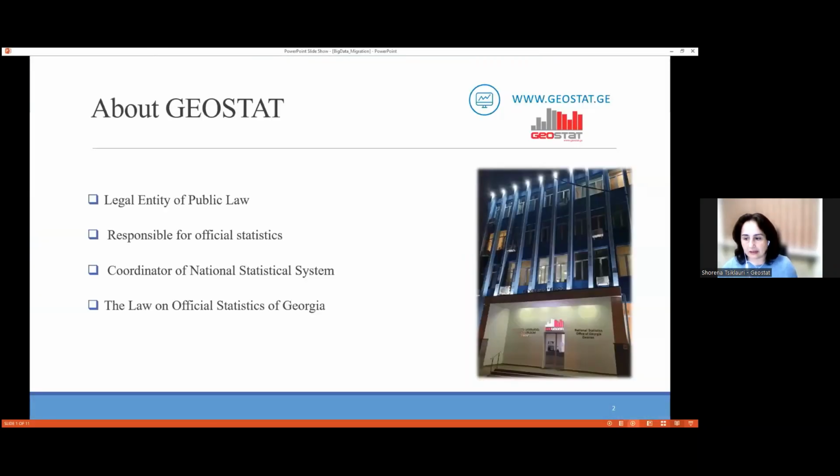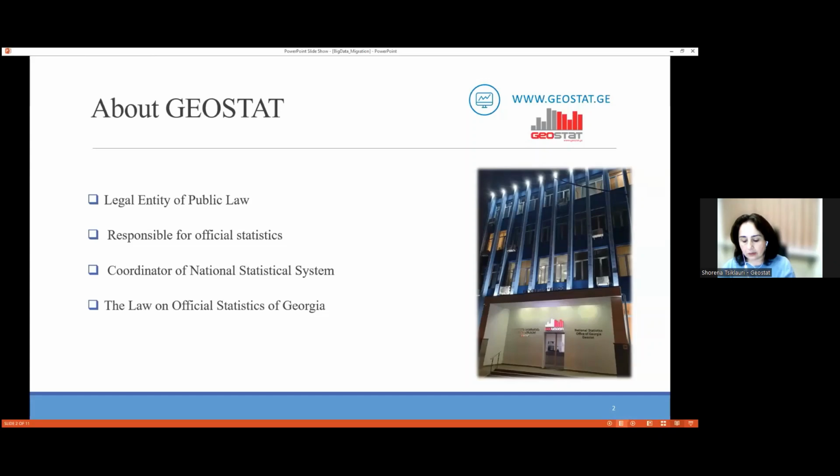Let me first shortly introduce Geostat, the National Statistics Office of Georgia. It is a legal entity of public law and carries out its activities independently. It is established to produce statistics and disseminate statistical information according to Georgian legislation. The National Statistics Office of Georgia is set by the law on official statistics of Georgia.